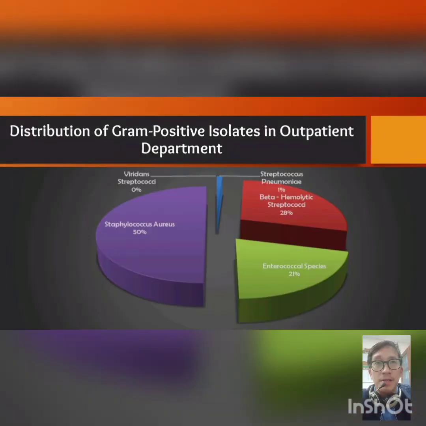Now, as you can see on the slide, this is the distribution of gram-positive isolates in outpatient departments, since most of our isolates are found in outpatient. Number one is Staphylococcus with 50%. Next is beta hemolytic streptococci with 28%, followed by enterococcal species with 21%. Next is Streptococcus pneumoniae with 1%.